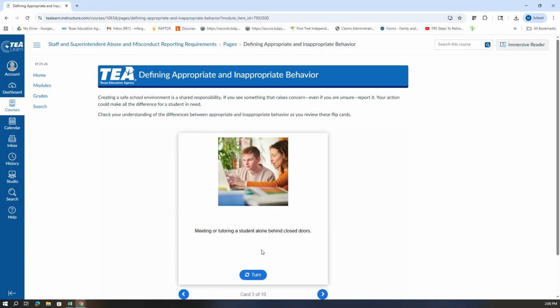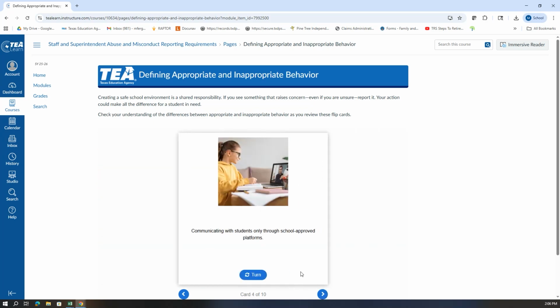Meeting or tutoring a student alone behind closed doors. This is inappropriate behavior. This may cross boundaries of appropriate behavior. These actions lack transparency and can lead to misunderstanding or misconduct.